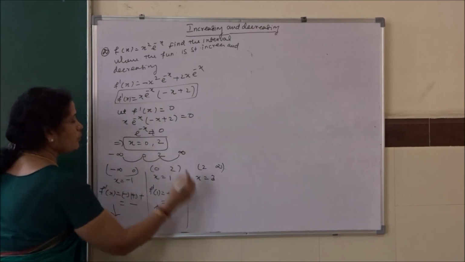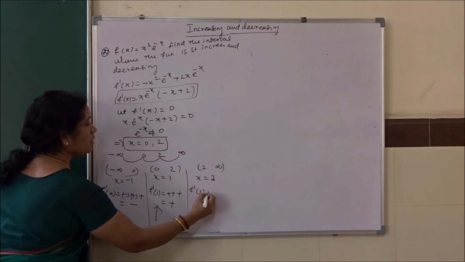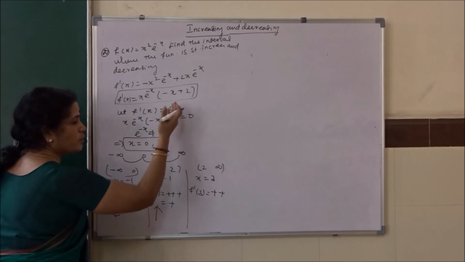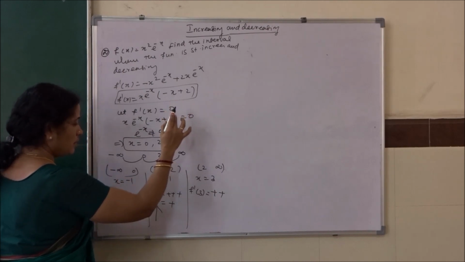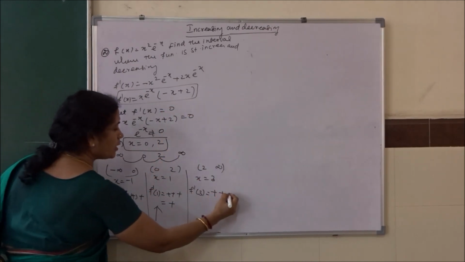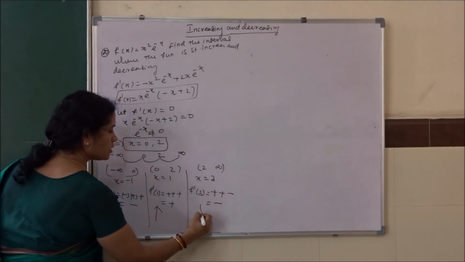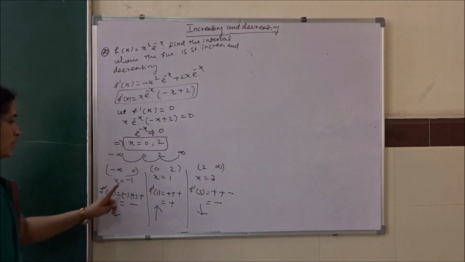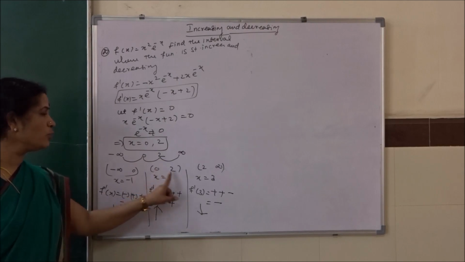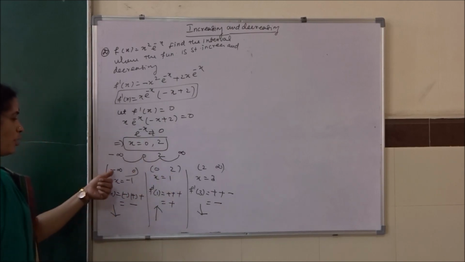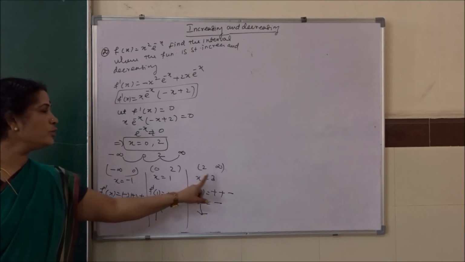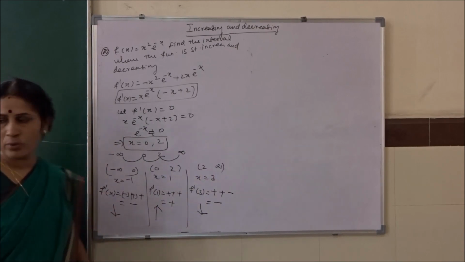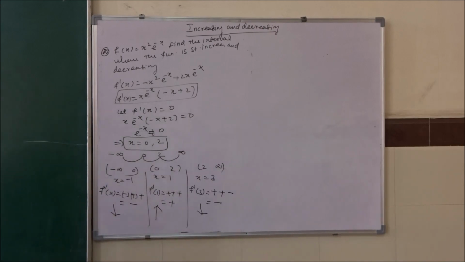Now 3 I am keeping here, f dash of 3. So that is, now this is positive, e power minus x always positive. If I keep here minus 3 plus 2, we are getting negative, this is decreasing. So what is the conclusion? So this implies f(x) is strictly increasing on 0 to 2 and strictly decreasing on minus infinity to 0 and 2 to infinity. It is quite an easy one, how to find the interval. Clear to you? Now let me start another example.